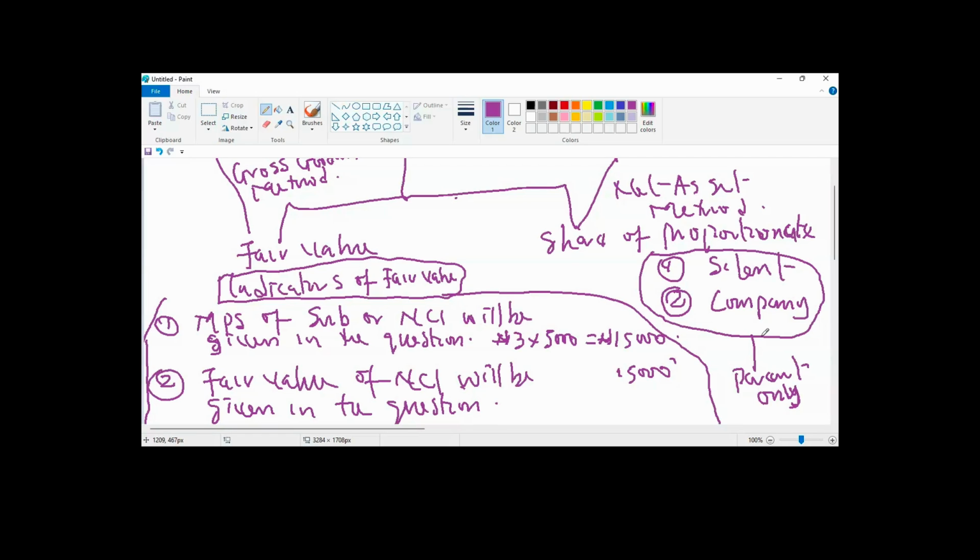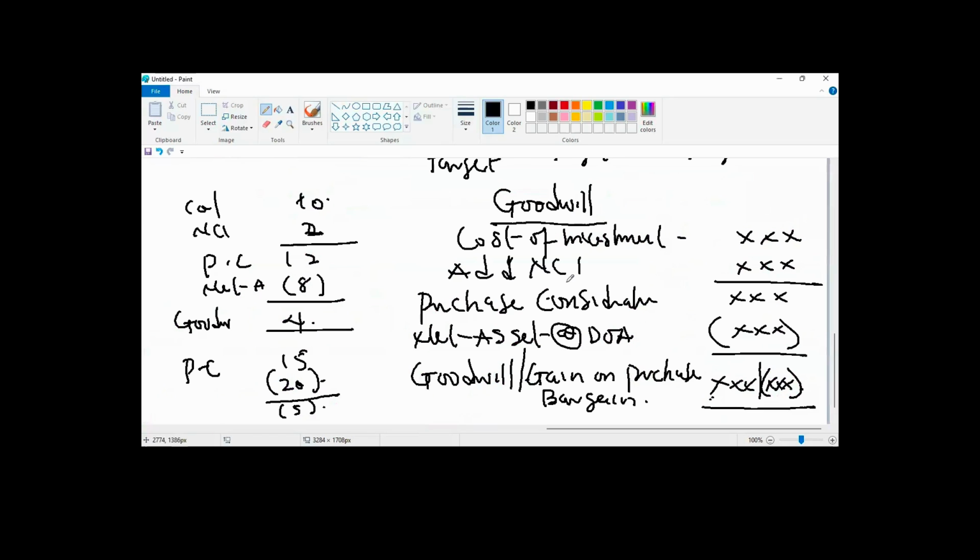Okay. Let's take a question on goodwill. You have known the formula for goodwill. Let's take one or two questions on goodwill calculation. Cost of investment, add NCI, purchase consideration, net asset, don't forget net asset. Then the seller gives you goodwill, or gain on bargain purchase.